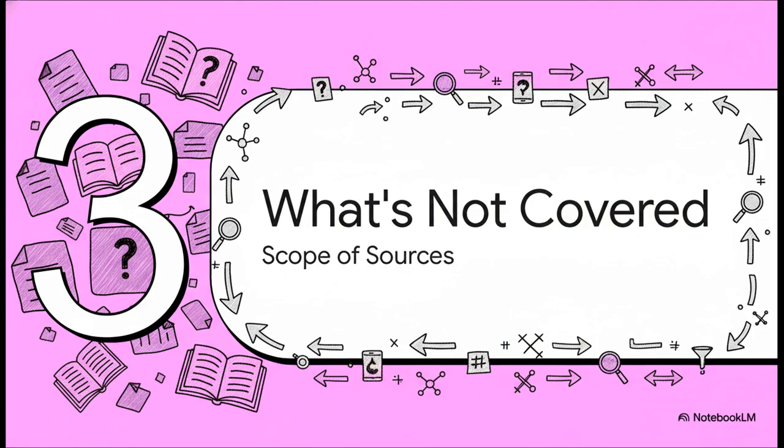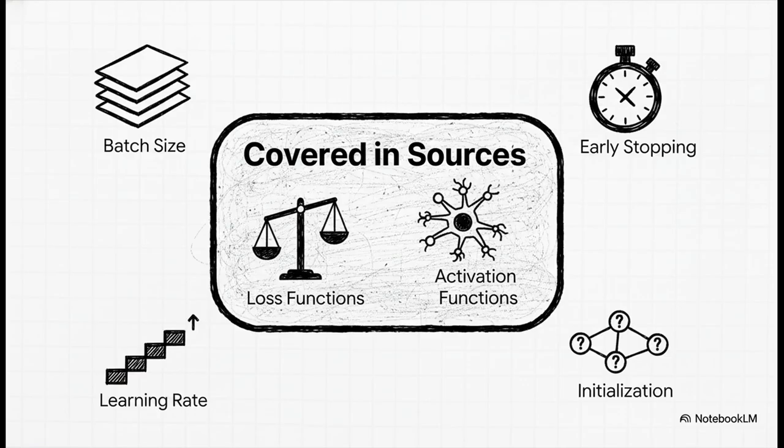So, we've hit two of the big ones, loss functions and activation functions. Now, I want to be super clear about the scope of this particular explainer. We're sticking strictly to what our source material covered. And that means that while we got a really good look at loss and activation functions, things like learning rate, batch size, early stopping, or initialization weren't discussed in the material we pulled from. So for today, we're keeping our focus right on the stuff we could confirm.